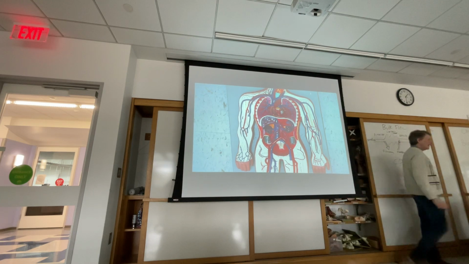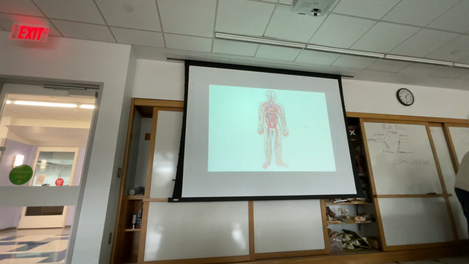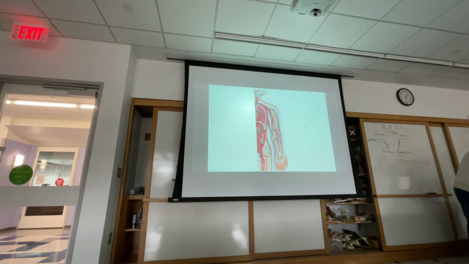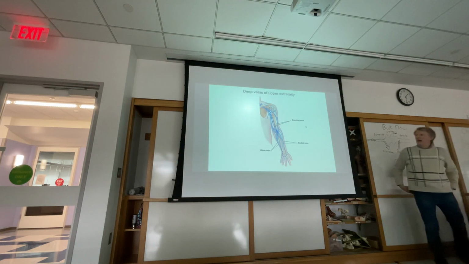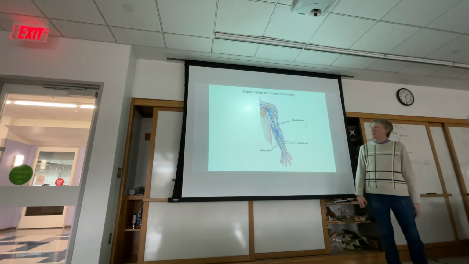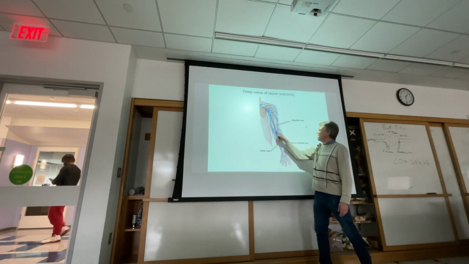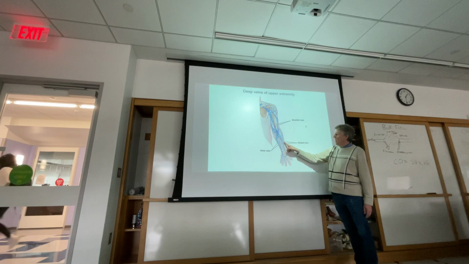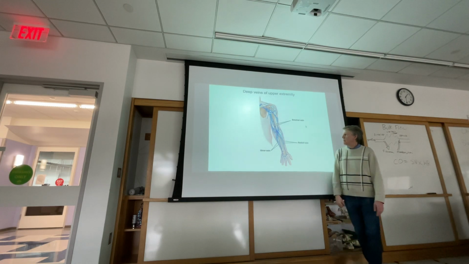Okay. Let me see if I can show you the picture from your textbook that shows the deep veins, just so you don't feel like you're getting gypped. Hold on. So these are the deep veins. Notice they have the identical names to the arteries. The brachial vein comes down, it divides into a radial vein and into an ulnar vein. Okay?